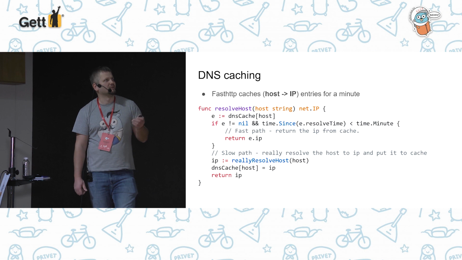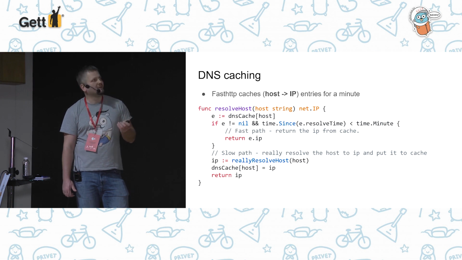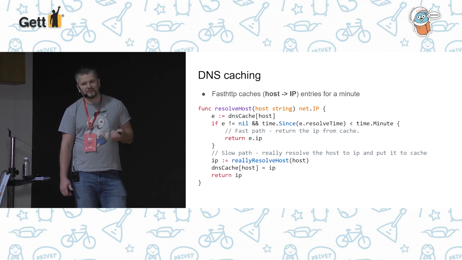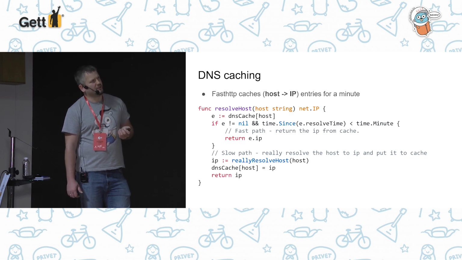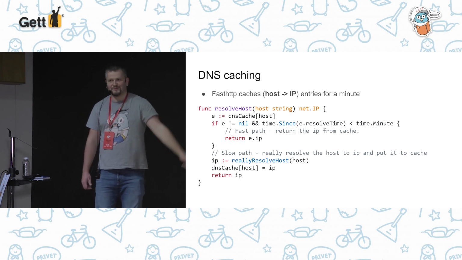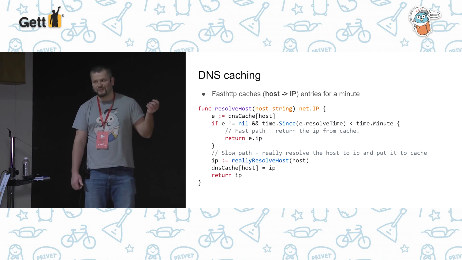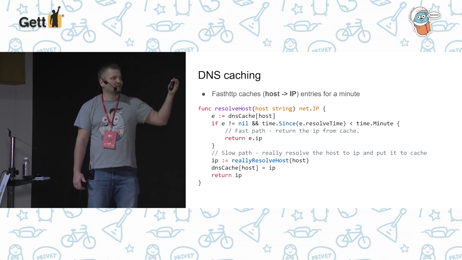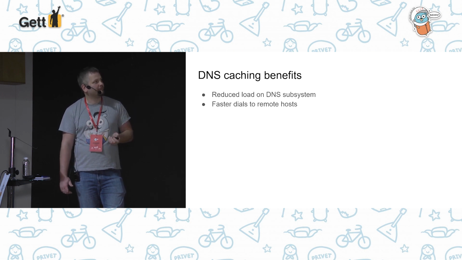This is the pseudocode showing how it looks. So we have some DNS cache here. We're checking the host name, if the record is there, and if it's there, and the time elapsed since its storage is not larger than 1 minute, we return this IP on the fast path. And when it comes to the slow path, we really resolve the host to IP and put it into the cache. But this is pseudocode, of course. There are no locks here. It's all been written this way to simplify the slides. But it looks very similar to what you see here.